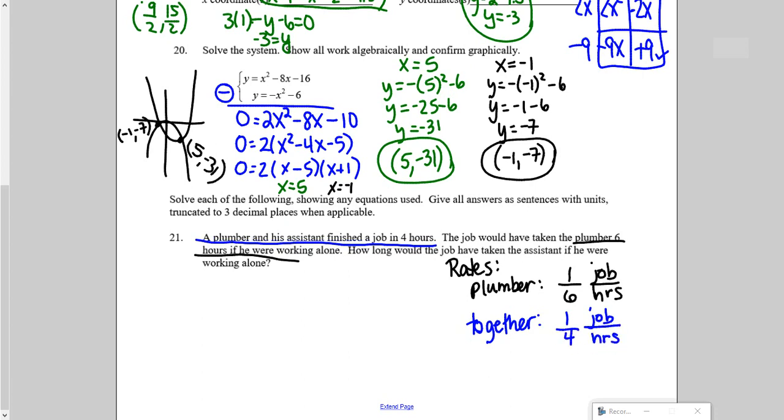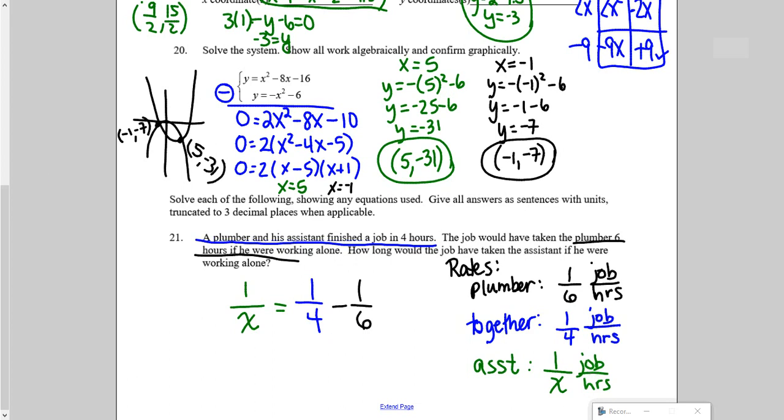All right, and what we're looking for is what the assistant can do. So the assistant does one job in x hours. So how could we figure this out? Well, the assistant plus the plumber is them working together, so the assistant is them working together take away the plumber working. So 1 over x is 1/4 minus 1/6.